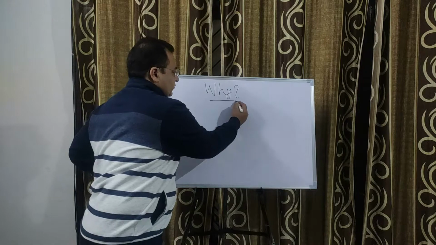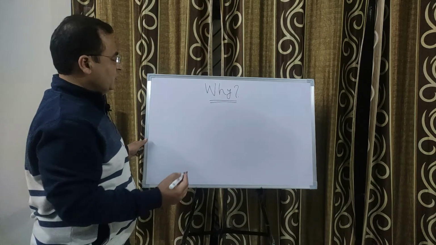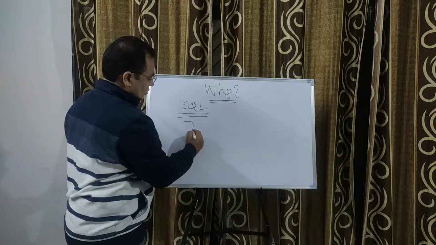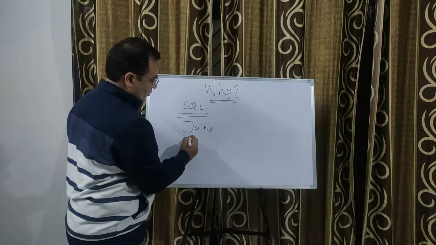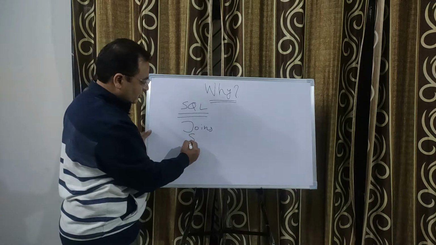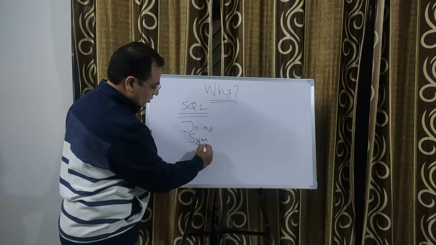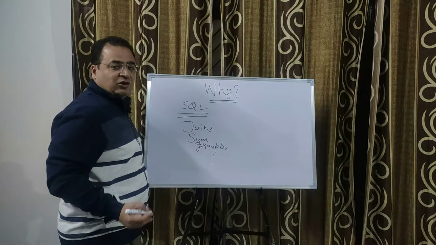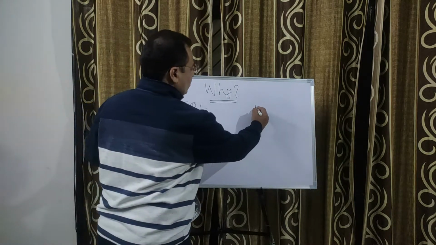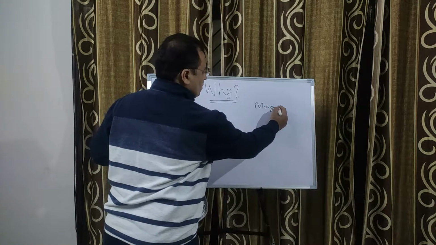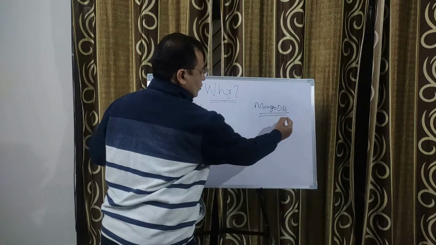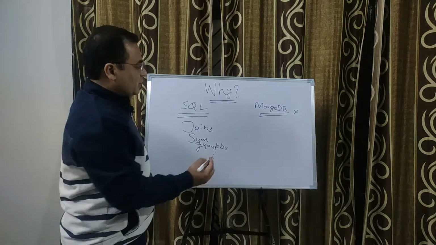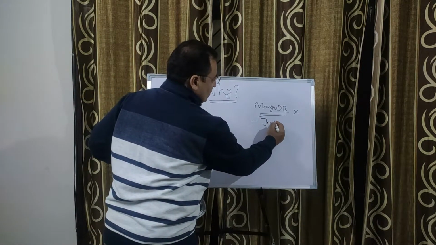So let us see the why part first. In SQL, we have joins, and different operations like sum and group by, and so many other operations. But in MongoDB, it was not there earlier. It was not supporting joins. Now it has started supporting joins.